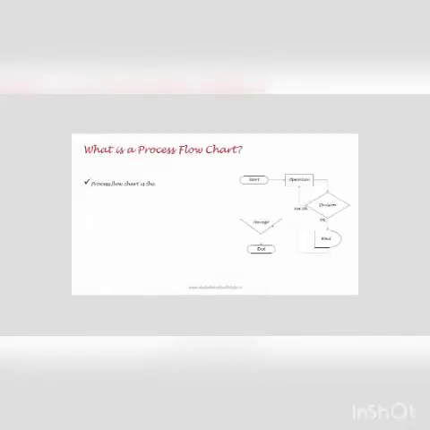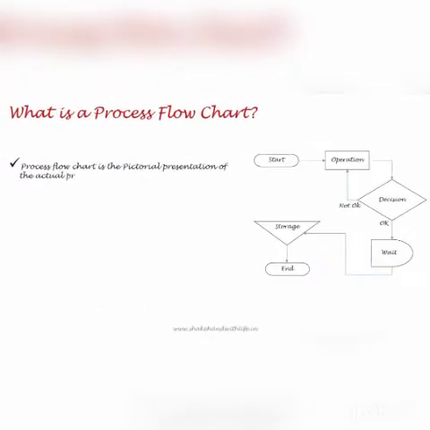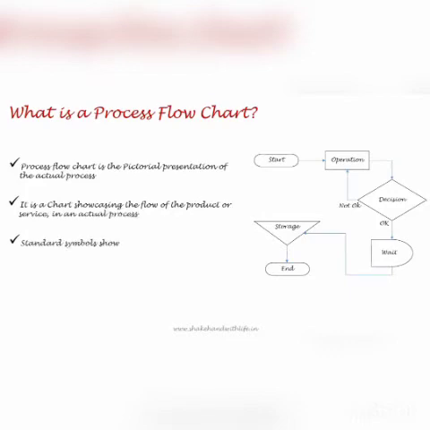What is a process flow chart? First, a process flow chart is a pictorial presentation of the actual process. Second, it is a chart showcasing the product or the service in an actual process. And the last, standard symbols showcase the different activities of the process, connected by means of arrows on the process flow chart.